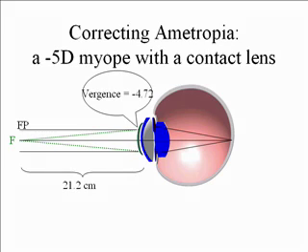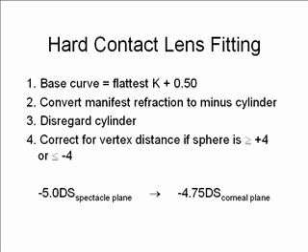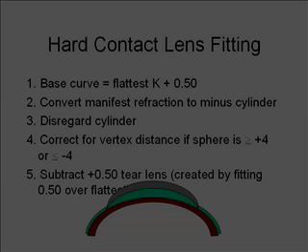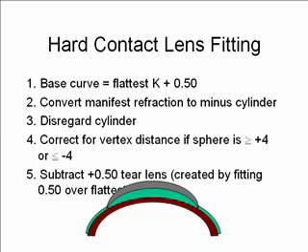So the -5, and we'll round the 4.72 to 4.75. The -5 spectacle is going to be equivalent to a -4.75 contact lens at the corneal plane. That would seem like it's the last step, but it's not. The last thing that we have to do is we need to subtract out that plus 0.5 tear lens.